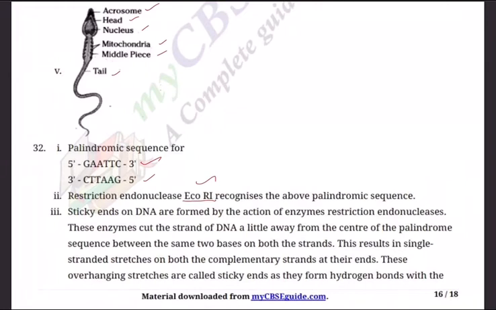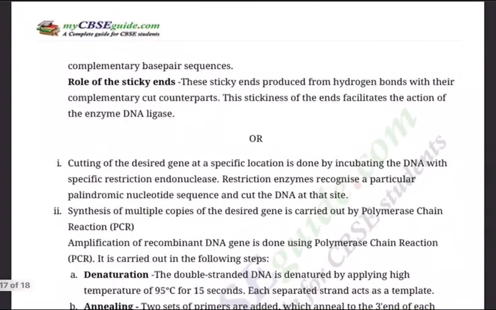How are sticky ends produced? Mention their role. Sticky ends on DNA are formed by the action of enzymes, restriction endonucleases. These enzymes cut the strand of DNA a little away from the center of the palindrome sequence between the same two bases on both the strands. This results in single strand stretches on both the complementary strands at their ends. These overhanging stretches are called sticky ends as they form hydrogen bonds with the complementary base pair sequences.